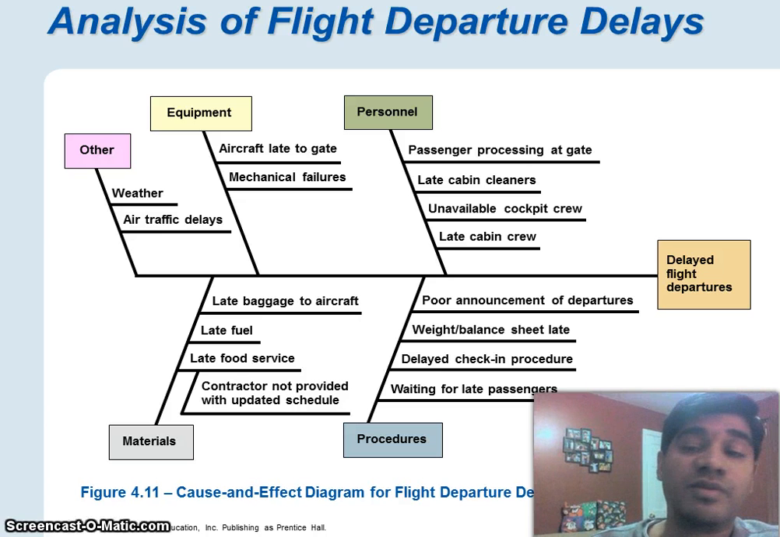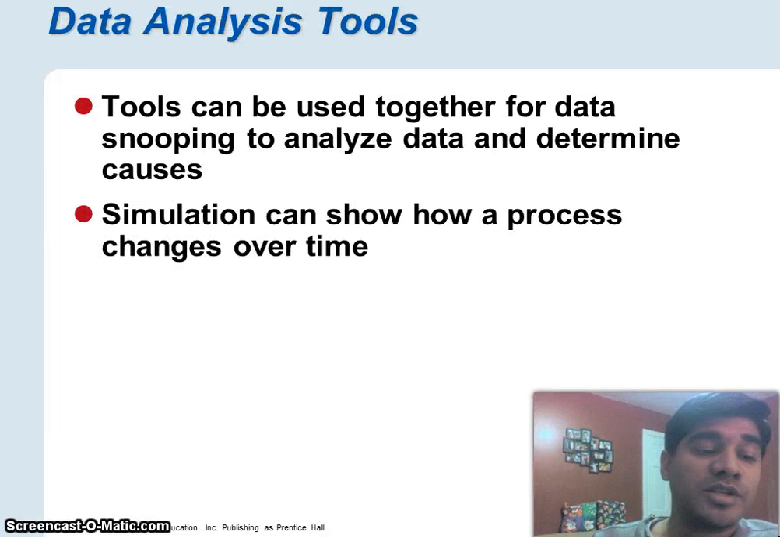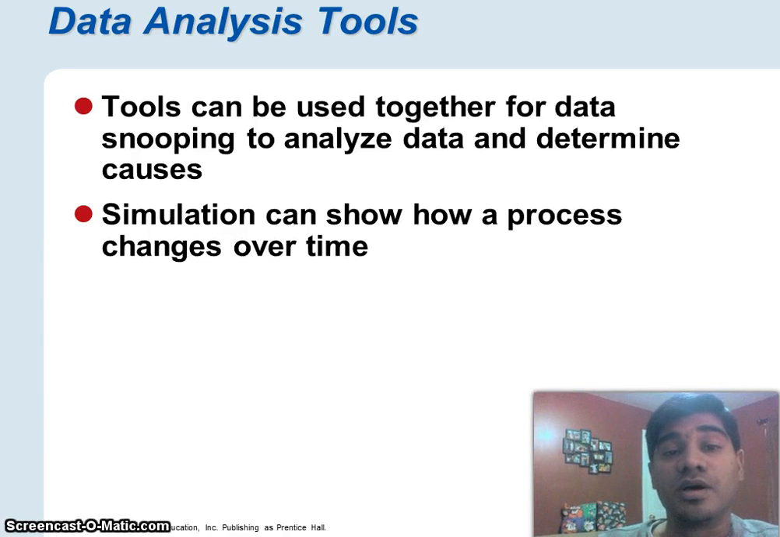All those are reasons for delayed departure or flight. So let's look at what other tools. That's one tool that is known as a fishbone analysis. So let's look at some more tools. You can have data analysis tools. These tools can be used together for data snooping to analyze data and determine causes.